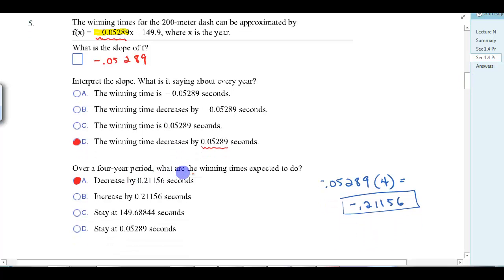Over a 4-year period of time, what are the winning times expected to do? Well, x is the year, so take 4, multiply it by the negative 0.05289, and you get this value. So over a 4-year period, the winning times will decrease by, again, use the positive because you've already used the word decrease, and that took care of the negative.